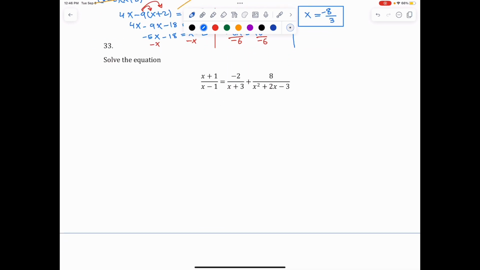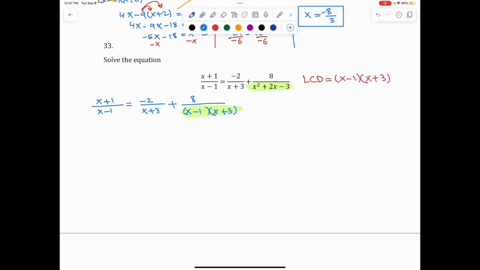Number 33. I need to factor the denominator here. So that is the first thing I'm going to do. x plus 1 over x minus 1 equals negative 2 over x plus 3 plus 8 over x squared plus 2x minus 3. I need two numbers. The product is negative 3 and their sum is positive 2, which is negative 1 and 3. So x plus 3 times x minus 1. Notice how this is going to be the least common denominator. So my least common denominator is x minus 1 times x plus 3.